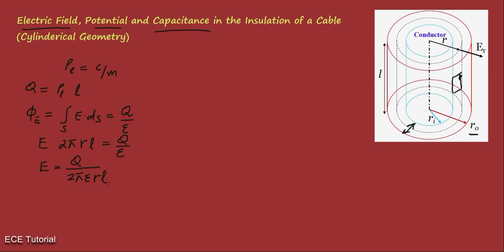As you can see from this expression, our electric field is inversely proportional to the radius of the surface, the radius of the Gaussian surface. So, which means if we move away from the surface of the conductor, electric field will get weaker.